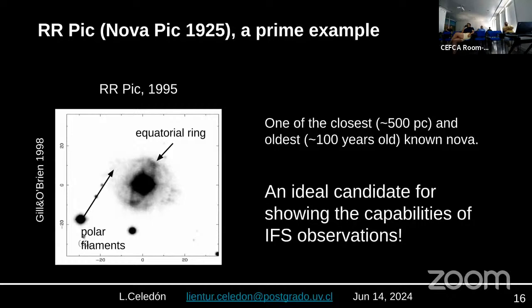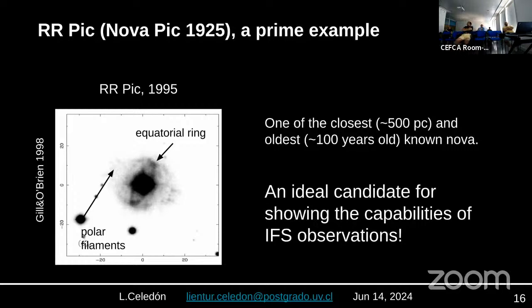This means that the system is close enough and has expanded enough for us to resolve the shell in greater detail. It was already known in the early 2000s that the shell is composed of a quadrilateral ring and some filaments leaving the system in what is believed to be the polar axis.